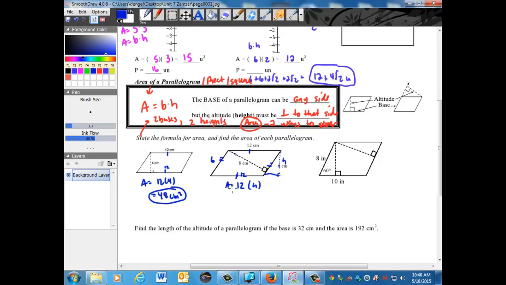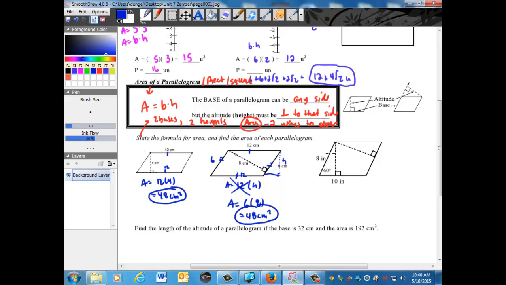So we have 2 unknowns. We do not want to use 12 as our base. That would not give us a correct answer. Instead, we want to use 6 as our base, because we see that 8 is perpendicular to 6, and so area is equal to 48 centimeters squared.